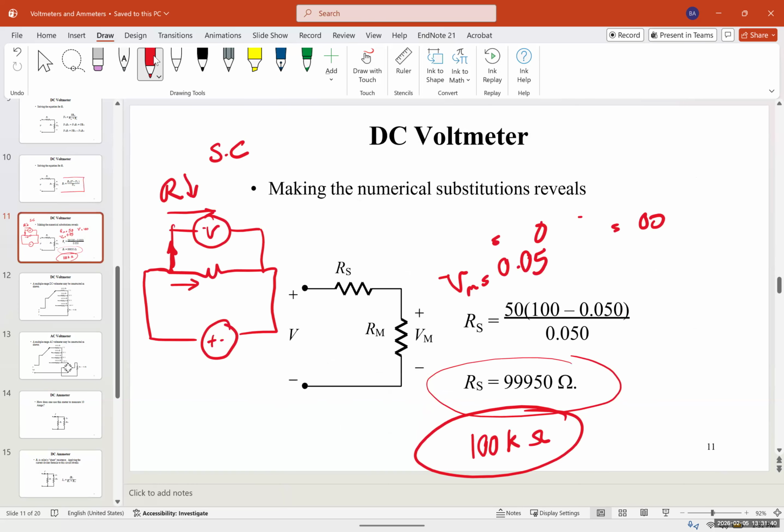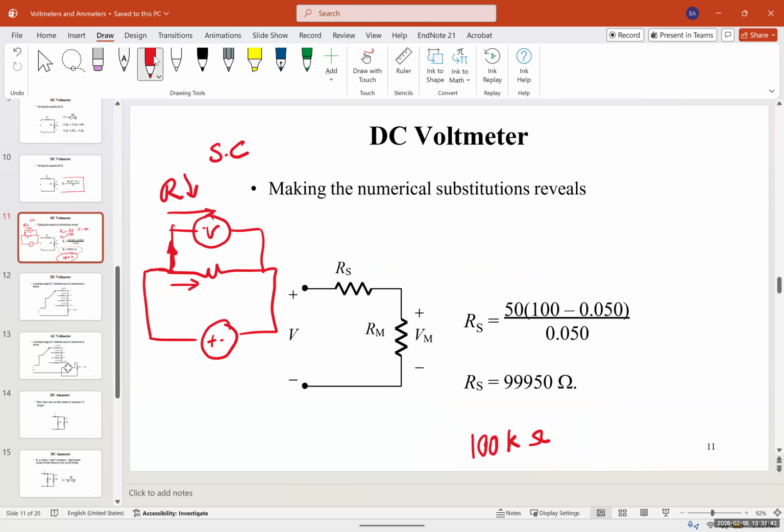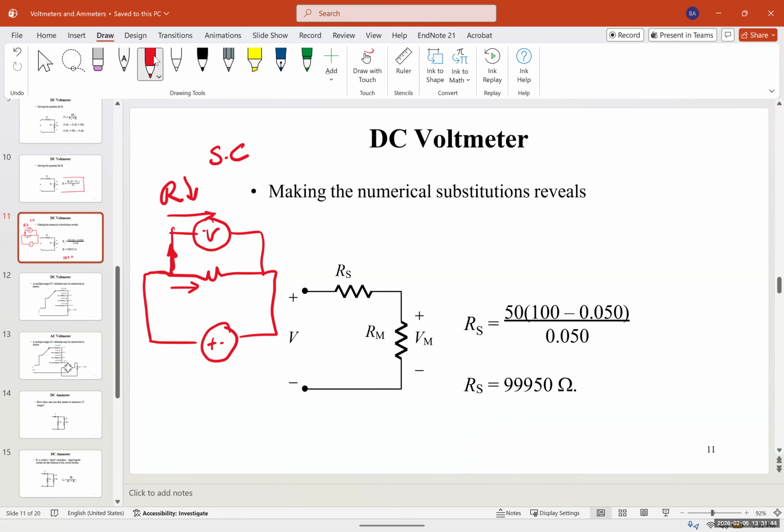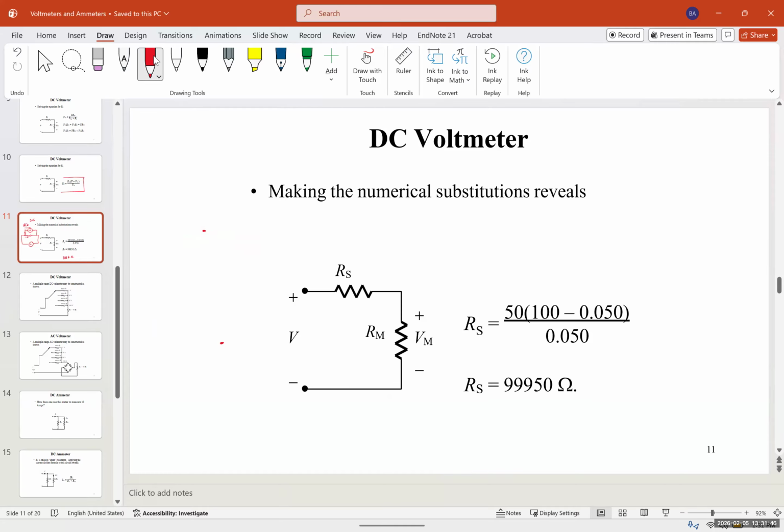Now, let me change the numbers and I'll give you a few minutes. I want you to do another one. So imagine we have the multimeter, the previous digital, analog multimeter.